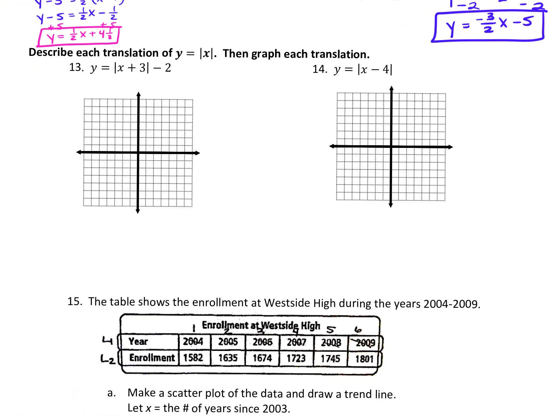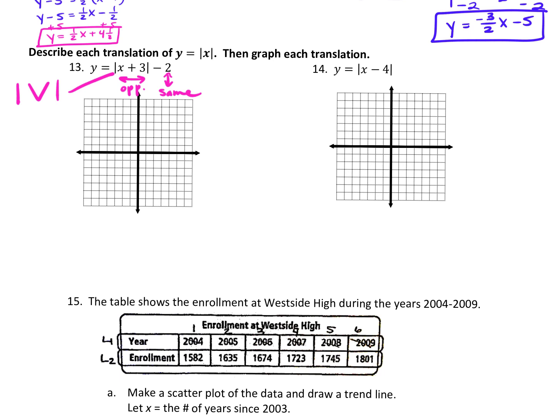All right, 13, describe each translation. So remember, inside is what moves left and right, but opposite of what you would think. Outside moves up and down and the same as what you would think. And then just remember, when there are absolute value bars, you get a V shape out of that.